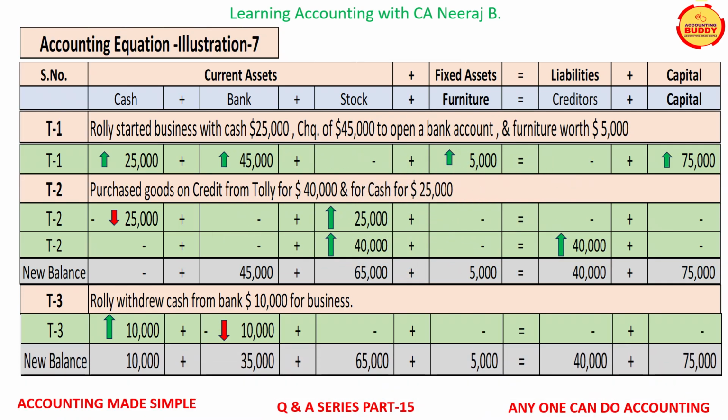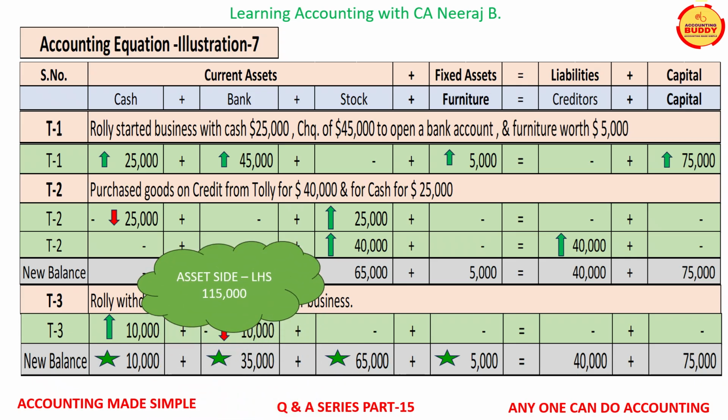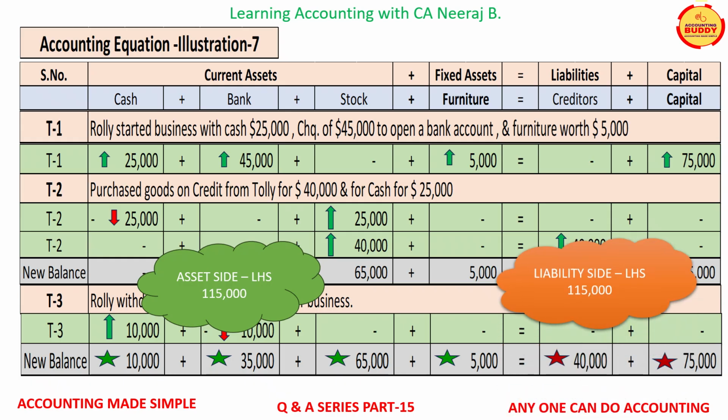Post T3 transaction, the new accounting equation will have $10,000 of cash, $35,000 of bank balance, $65,000 of stock, $5,000 of furniture, totaling to a sum total of $115,000 of total assets on the left hand side of the accounting equation. And on right hand side, we have $40,000 of liabilities and $75,000 of capital, which is again equivalent to $115,000 in total.